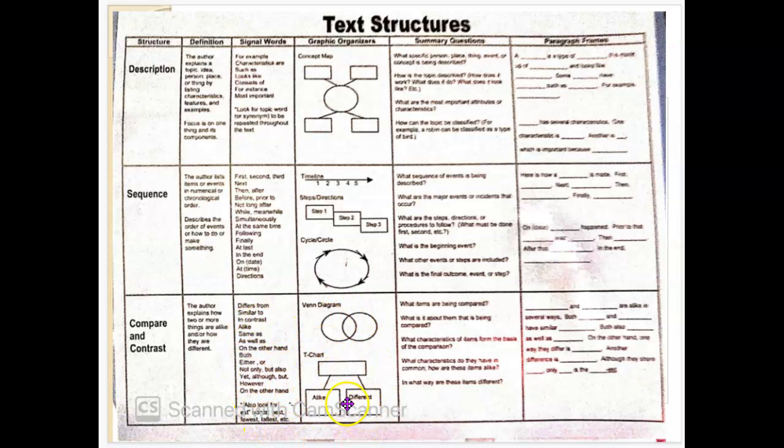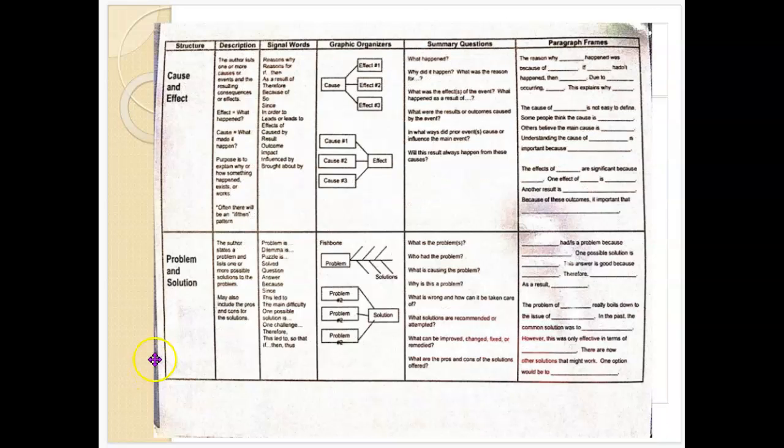Here's how you would organize it in a graphic organizer. Here are some summary questions that you could ask. How are they similar and how are they different? And then this paragraph frame here helps you figure out what a good summary of a text that's in compare contrast would look like. Only two more types of structures that you might find are cause and effect and problem and solution.